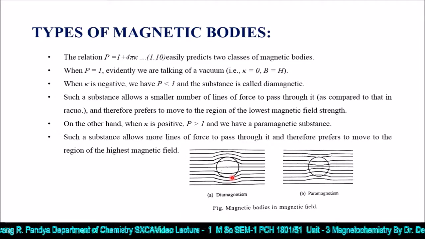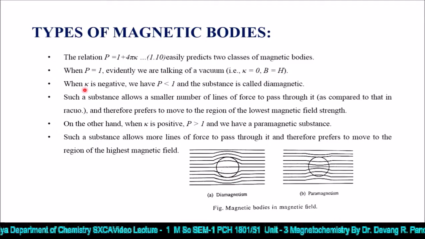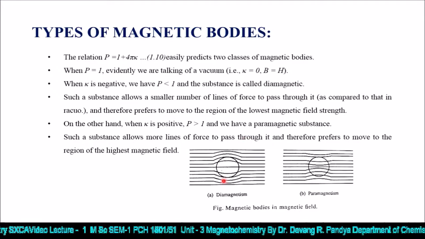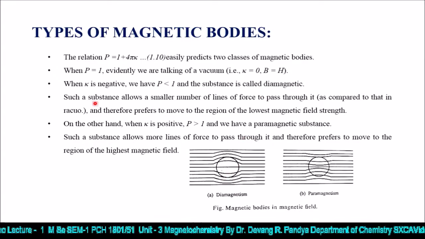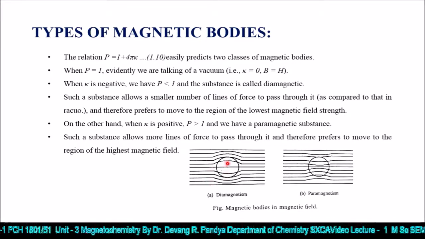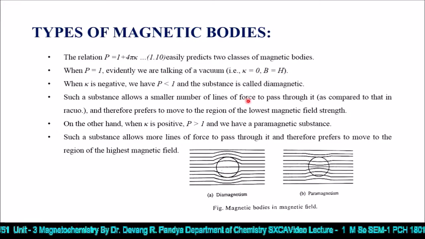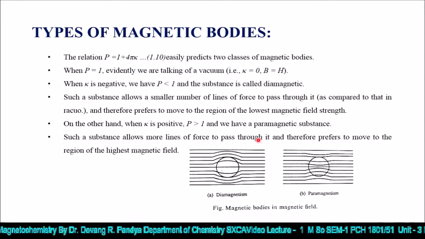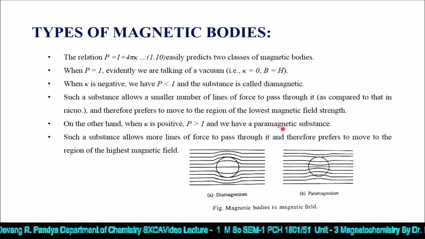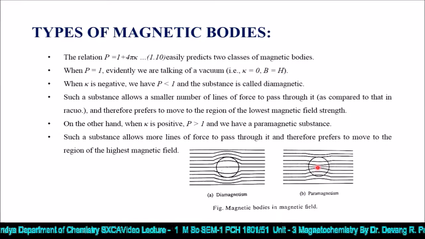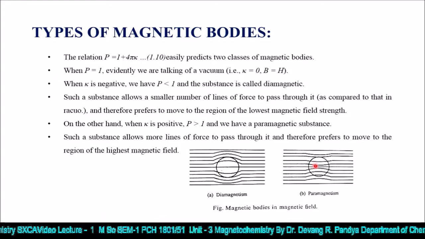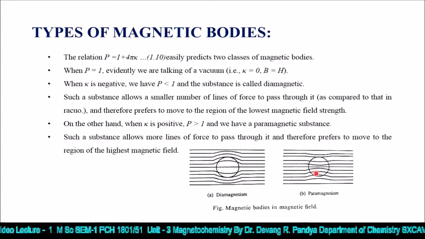So here you can see that when the value of kappa is negative, we have P less than 1. The substance is said to be diamagnetic, that is this diamagnetic. Such a substance allows a smaller number of lines, 1, 2 and 3, to pass through it, and when kappa is positive, P is greater than 1, the substance is paramagnetic. So a paramagnetic substance when placed in a magnetic field allows more lines, 1, 2, 3, 4, 5, 6.